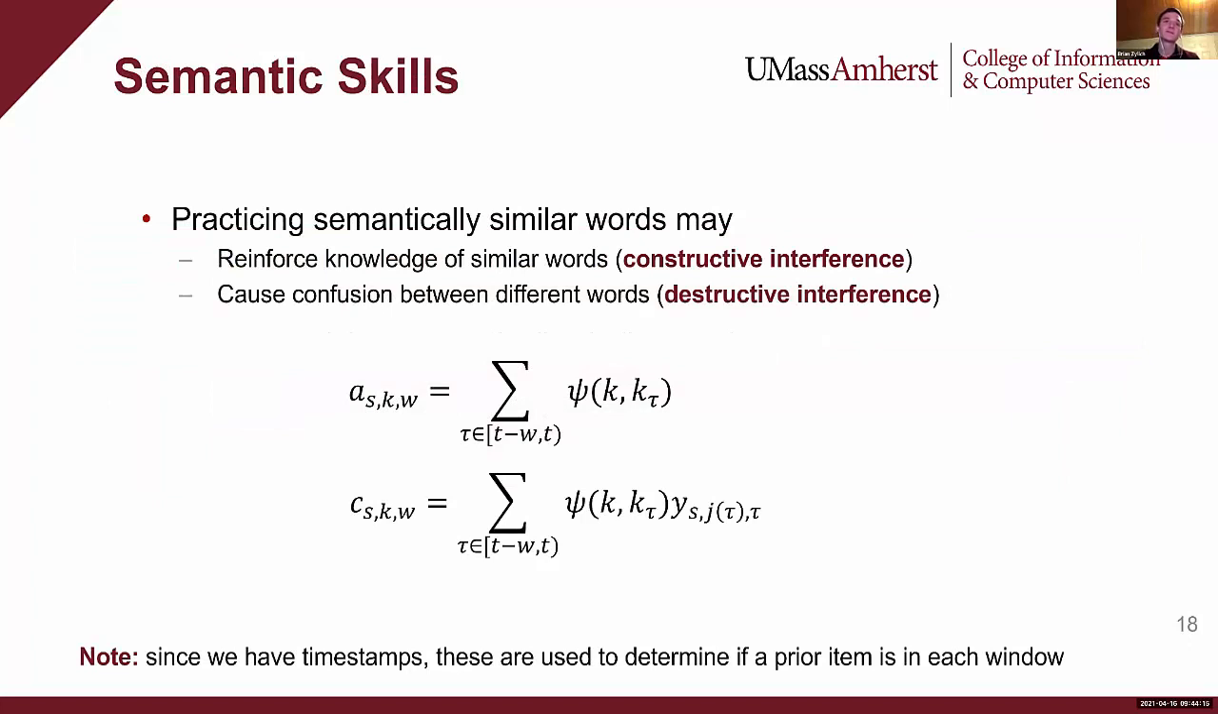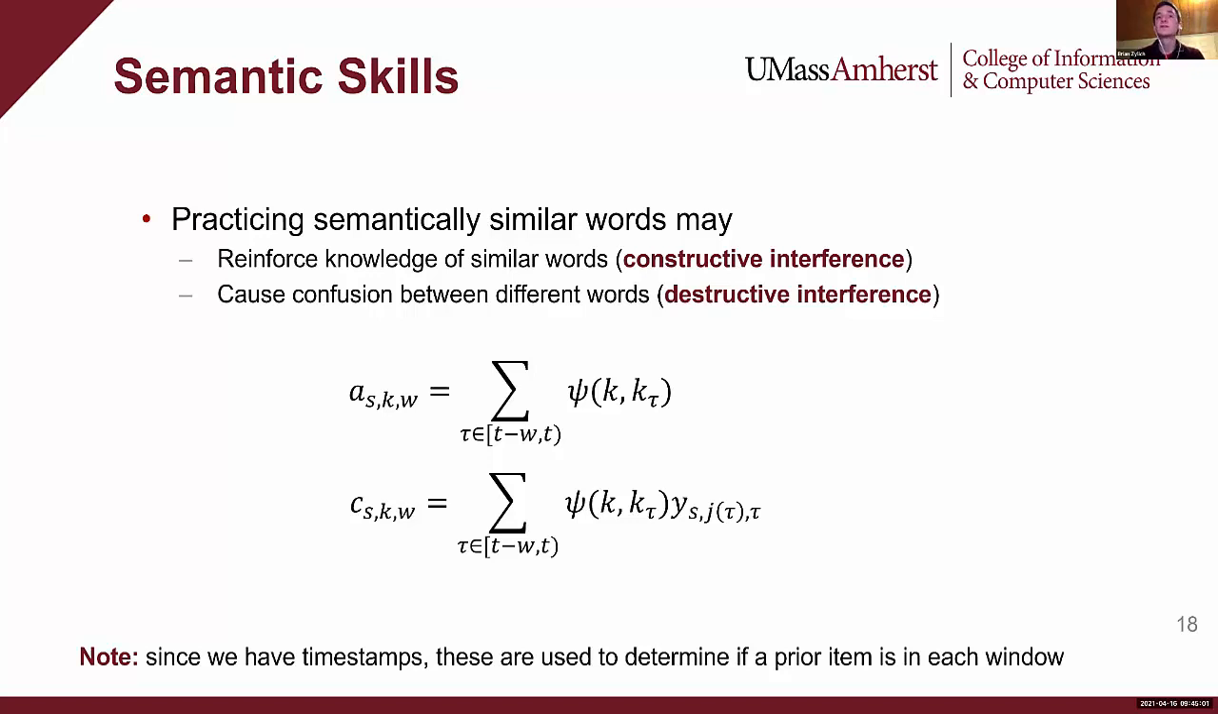So our final type of skills are semantic skills. And the motivation for these is that practicing semantically similar words may reinforce knowledge of similar words, which we call constructive interference, or they may cause confusion between different words, which we call destructive interference. And the way that we implement these is by changing how we calculate the counts of attempts and of correct. When we are implementing these counters, now we look at all tasks in the learner's practice history, rather than just the tasks that share a skill.